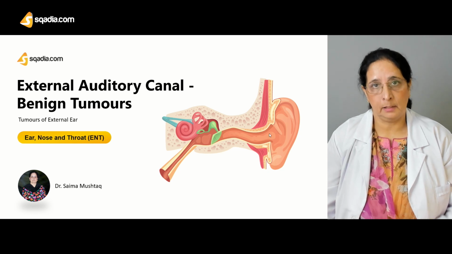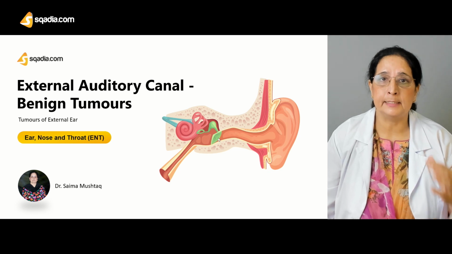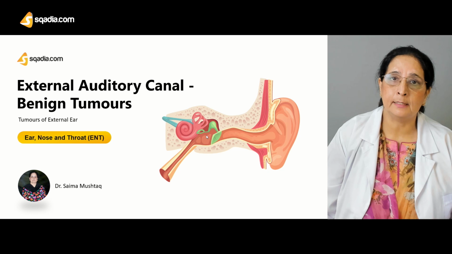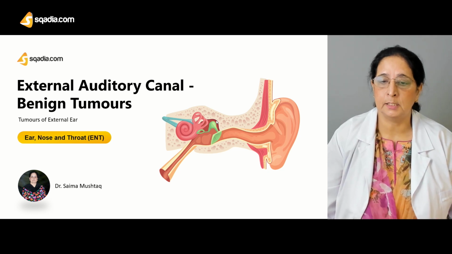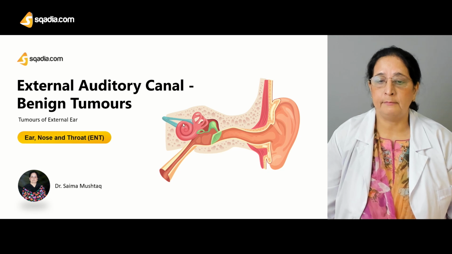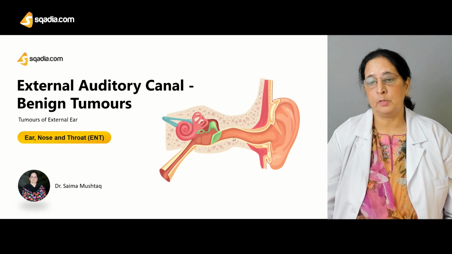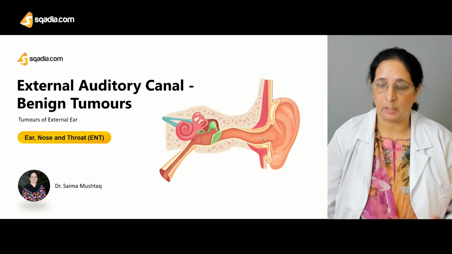So it's a long canal extending from the auricle, ending at the tympanic membrane, after which we have the middle ear, which has the ossicles or the bones, and then we have the inner ear or the labyrinth. So these tumors of the external auditory canal we will talk about now.